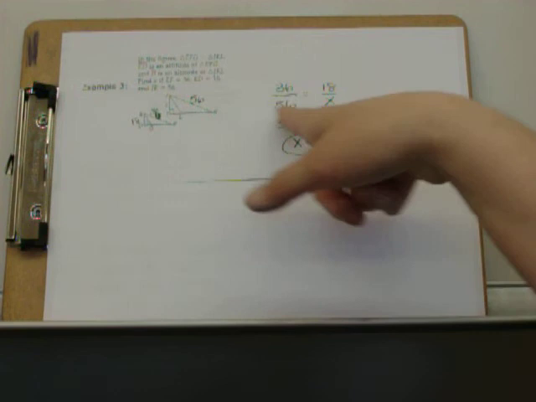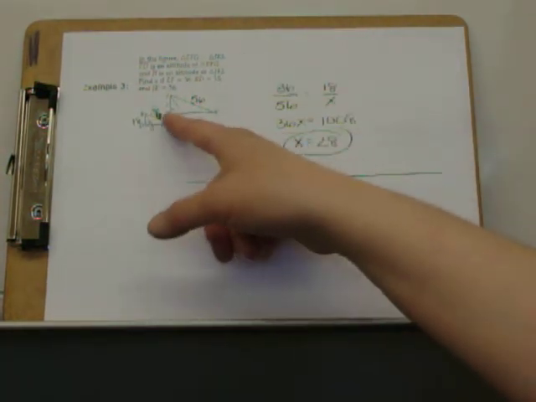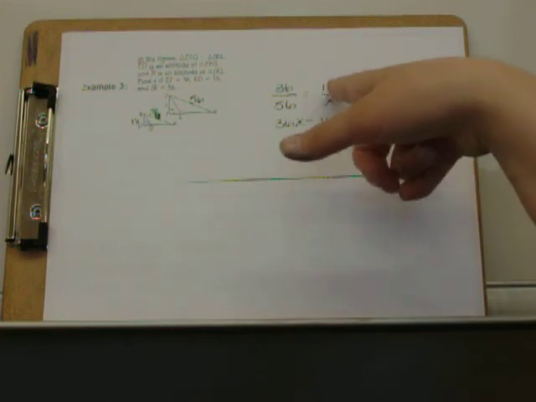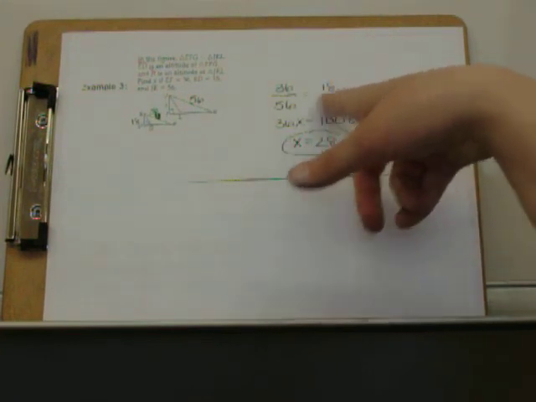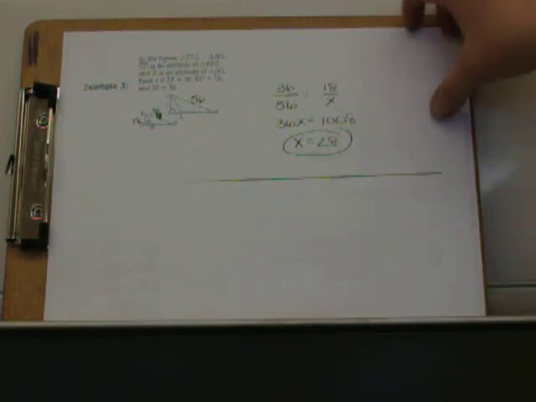So what I did is I set up a proportion. I went 36 over 56, those sides of the triangle, is equal to the altitude 18 over X. I cross-multiplied, got 36x equals 1008. Divided each side by 36 and got an altitude for triangle JLK of 28. Alright, next example.